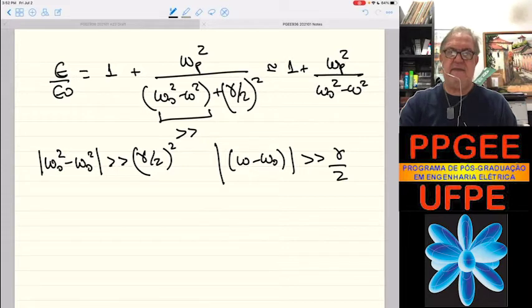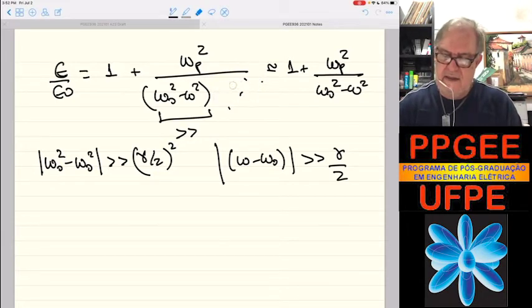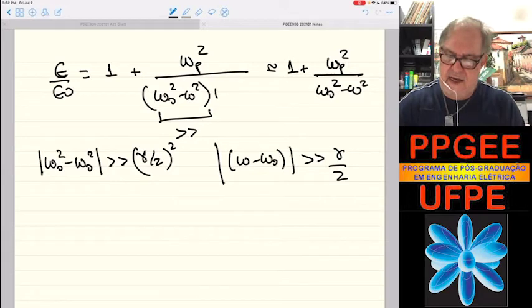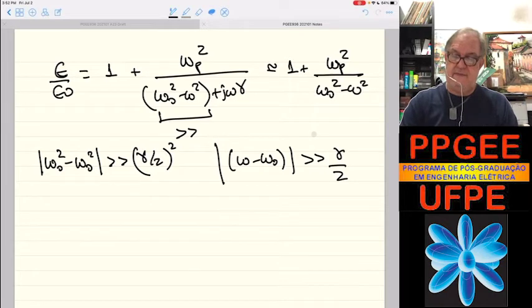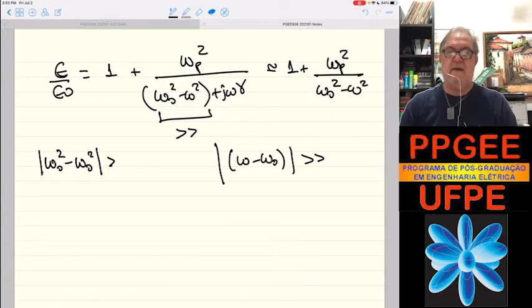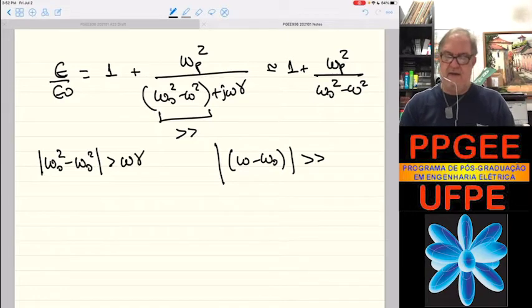I think there's a missing j here. Let me see. Yeah, this is wrong here. This is not that. It is plus j omega gamma, not gamma over 2, right? So in this regime here, much larger than gamma square. That's what I want, okay?